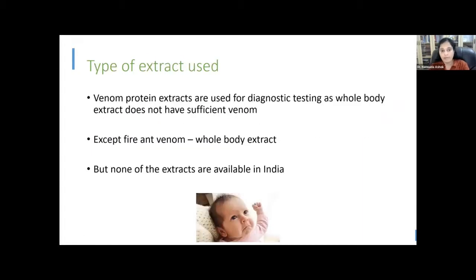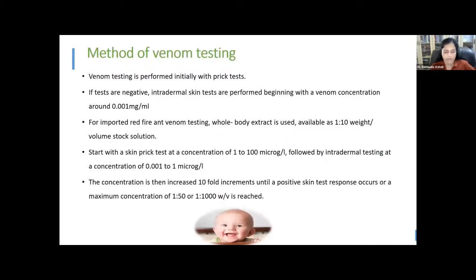And the type of extract used, we studied a lot about the venoms. Venom protein extracts are used for diagnostic testing. But in the case of the fire ant, we'll be using the whole body extract because that has sufficient venom. Unfortunately, we do not have any of the extracts here. But definitely, we know about them, and we can procure them from the West. Now that it is easy to procure some, we should definitely try to investigate these cases. And I think when more of us start doing it, these extracts will become available here too.